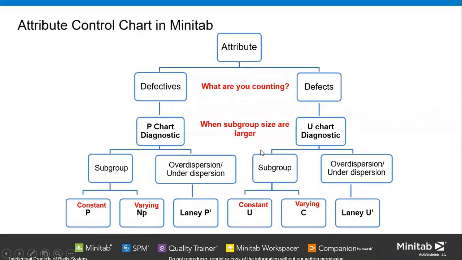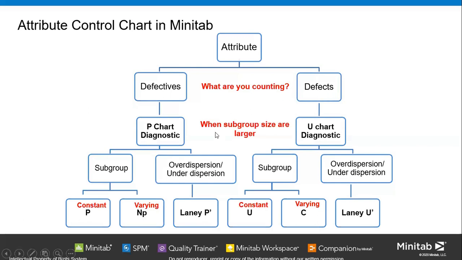So the same thing for the attribute, we have two types. Okay, we have defective, we have defect. Defective has only two options, accept and reject. Defect may have more than one type of reject. So maybe you have not fulfilled requirement 1, requirement 2, and so on. So we consider that the data is defect.